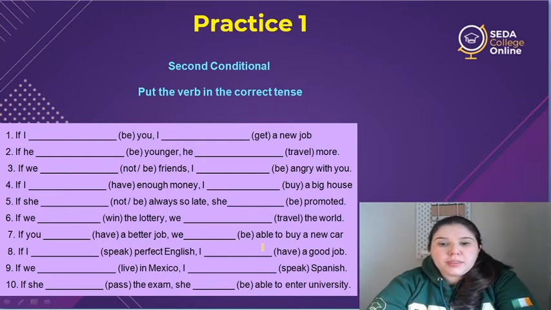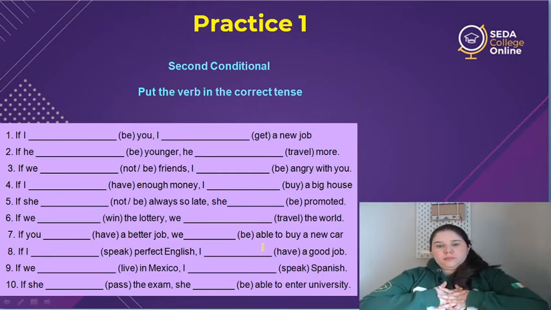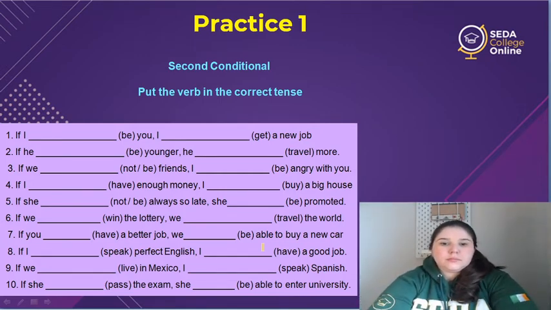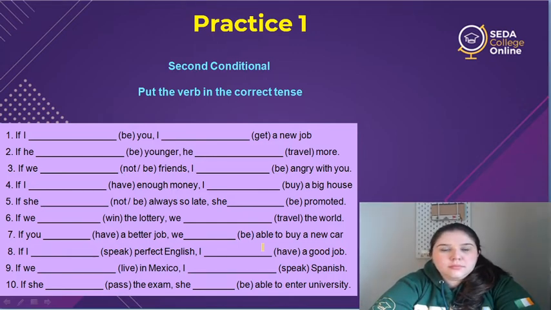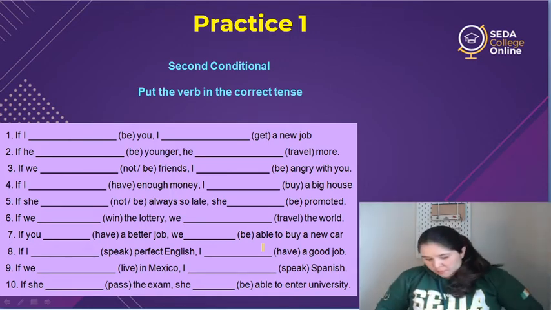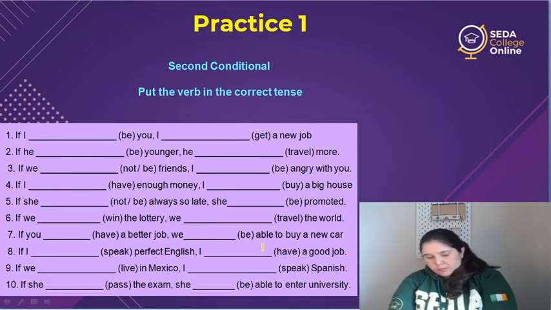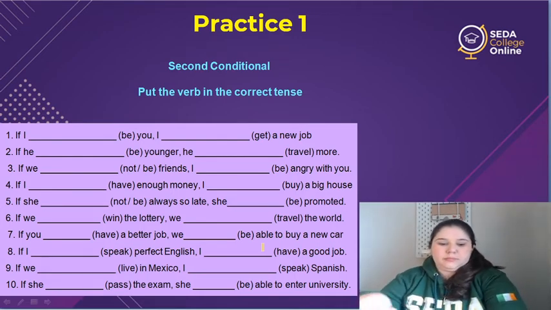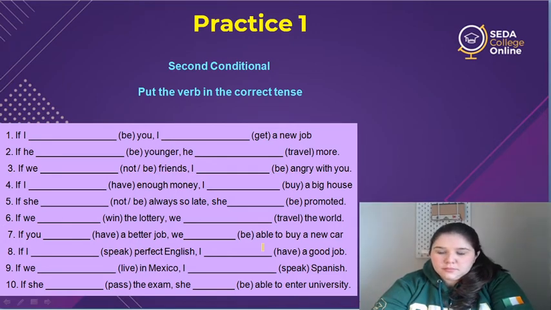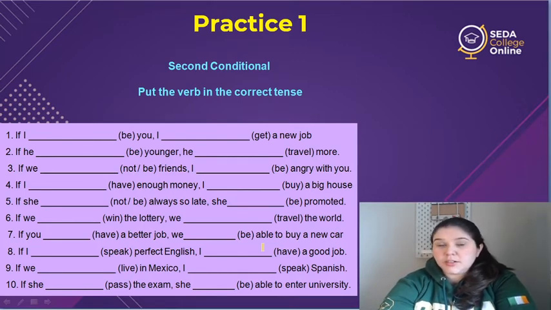Okay, one more minute and we check the answers. Okay, can we start checking our answers?